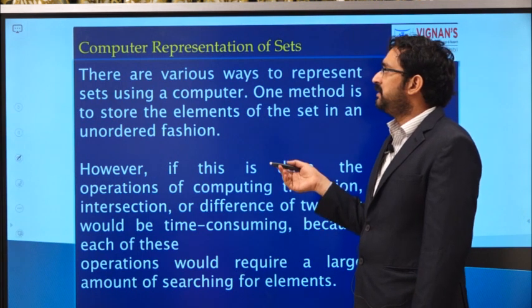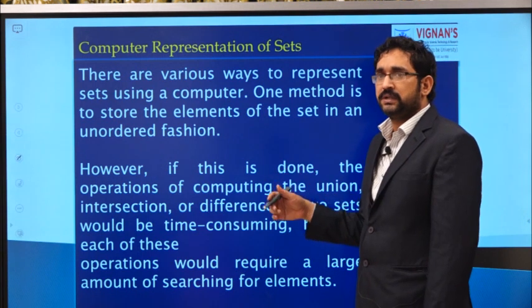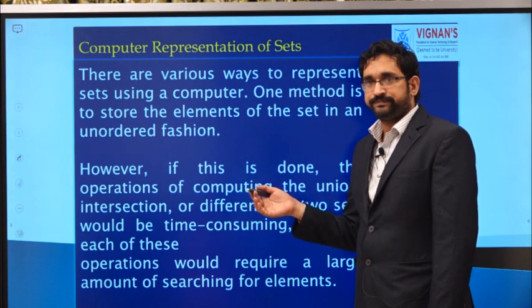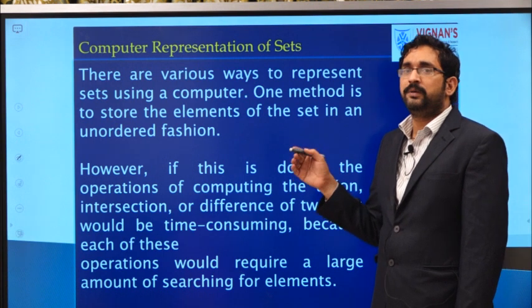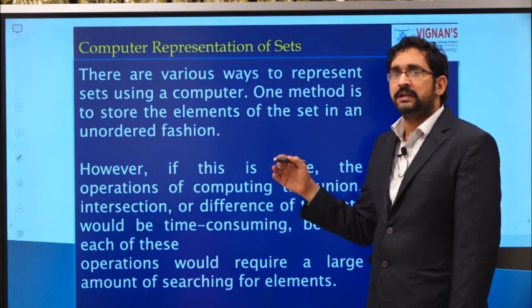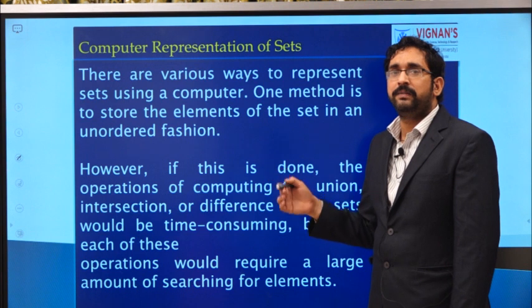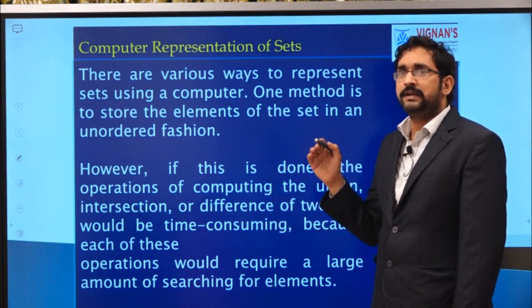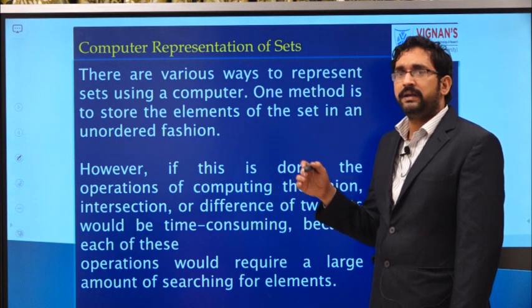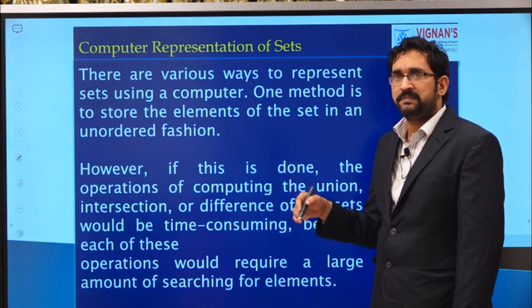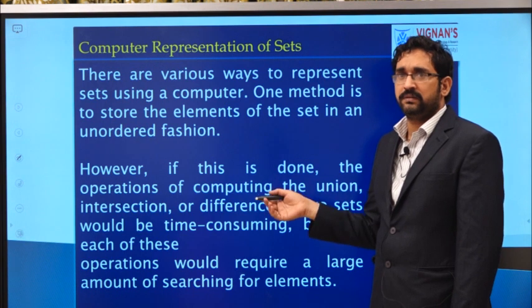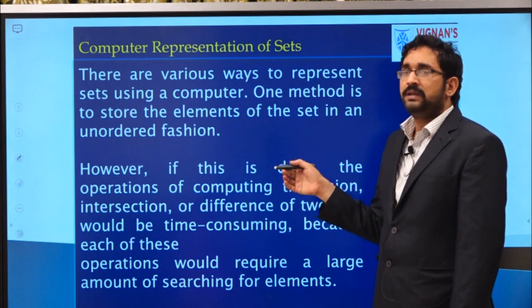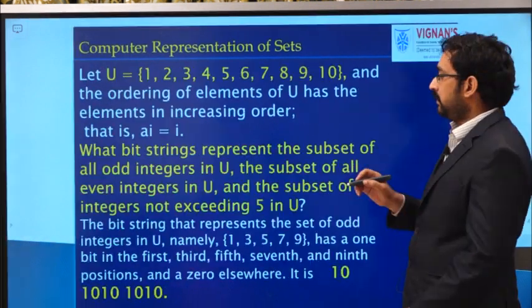Next we will discuss the computer representation of sets: how elements of a set are represented using computer bits. One way is to represent all the elements of the set in an unordered way. But the problem is, if elements are not properly ordered, and you want to perform operations like difference, union, complement, it will be time consuming. You have to search through the sequence. So that is the problem with representing sets in an unordered way.